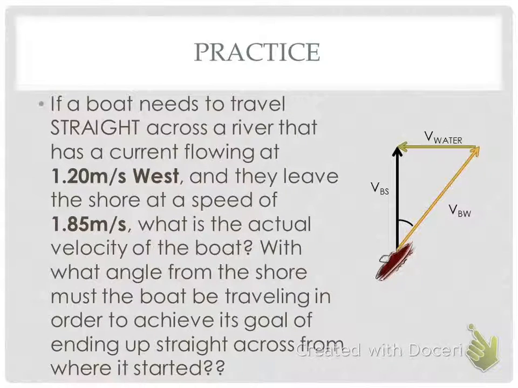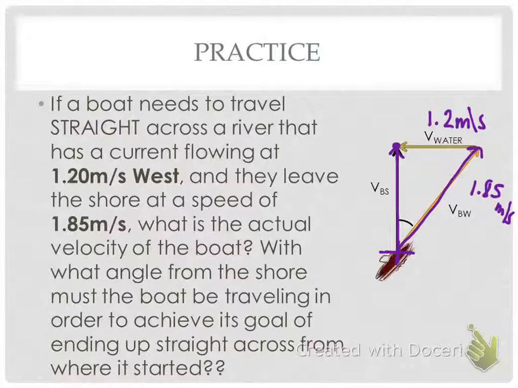I have the velocity of the water, which is going 1.2 meters per second west, right? The boat says it's leaving at a velocity of 1.85 meters per second. But its goal is to end up straight across from where it started. So here is my origin. My goal is to end up straight across from where I started. So that has to be my resultant vector.